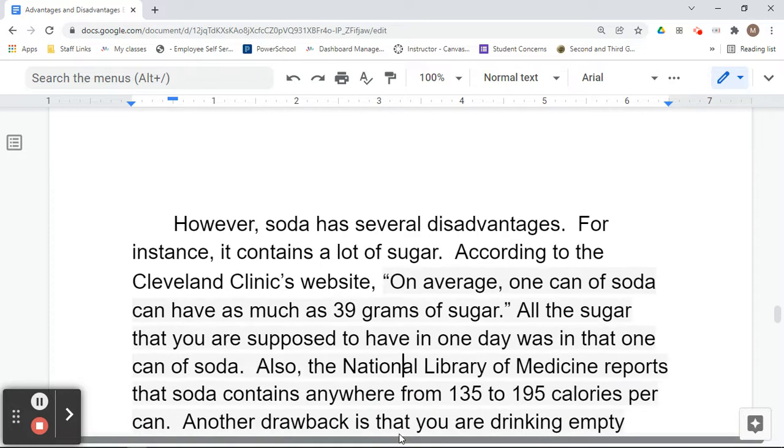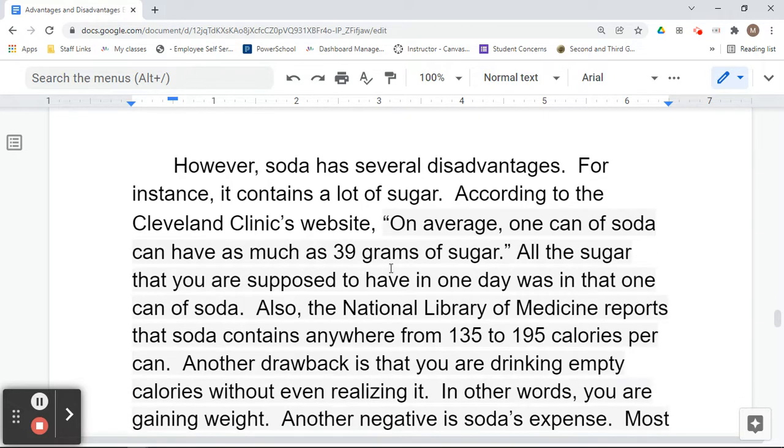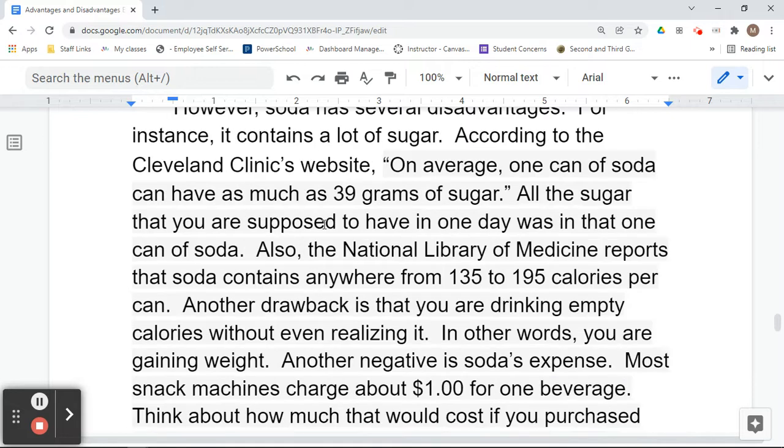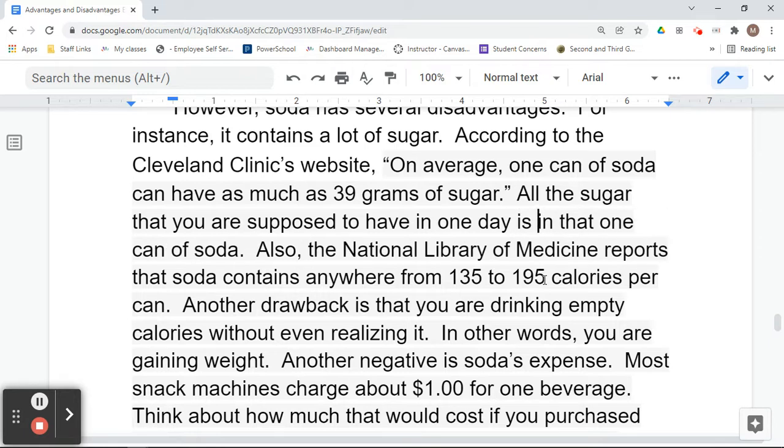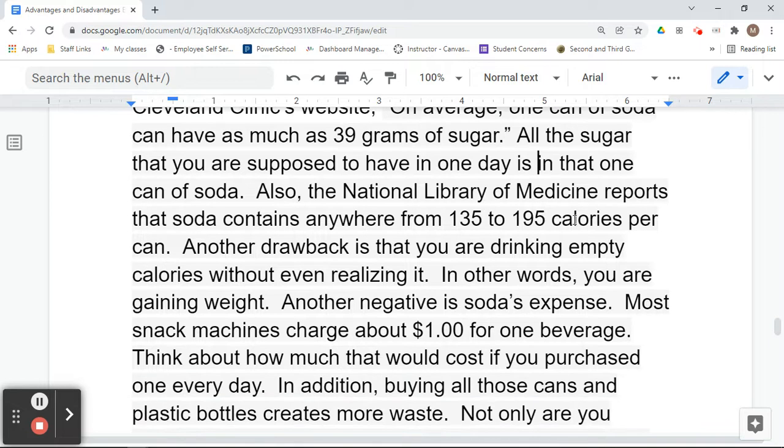For instance, it contains a lot of sugar. According to the Cleveland Clinic's website, on average, one can of soda can have as much as 39 grams of sugar. All the sugar that you're supposed to have in one day is in that one can of soda. Also, the National Library of Medicine reports that soda contains anywhere from 135 to 195 calories per can. Another drawback is that you are drinking empty calories without even realizing it. In other words, you are gaining weight.